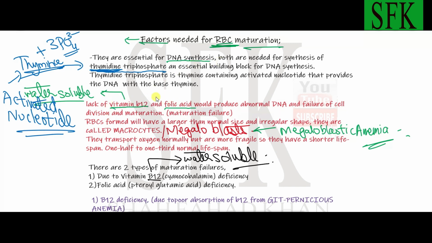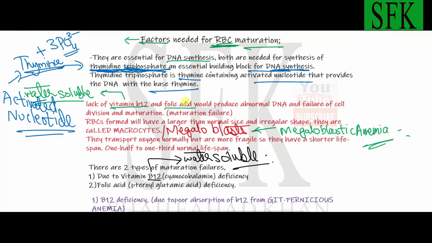So they are extremely important for the synthesis of thymidine triphosphate. If thymidine triphosphate is properly made, then it is used as a building block of DNA, and so DNA synthesis occurs due to this thymidine triphosphate. It is a thymine containing activated nucleotide that provides the DNA with the base thymine. Okay, so this thymine is needed.